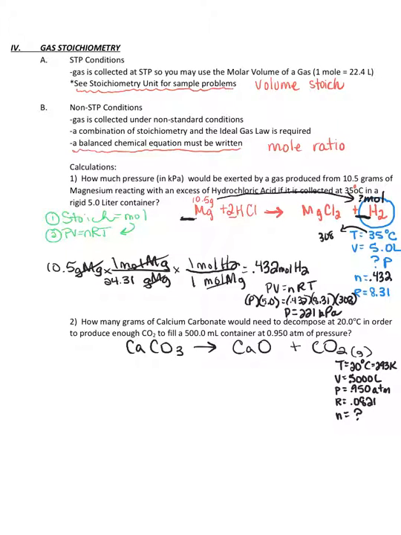And they're asking me for the grams of my calcium carbonate. So this problem is opposite my previous problem. In this problem, I'm not going to start off with Stoich. I'm going to start off with my ideal gas law, and then I'm going to do my stoichiometry after that. So I'm going to do ideal gas law to get moles, and then I'm going to use my moles to do my stoichiometry.